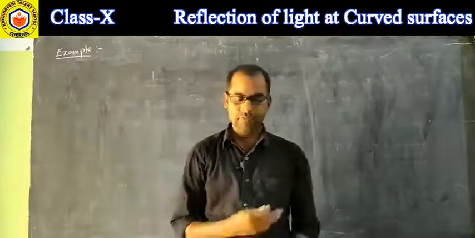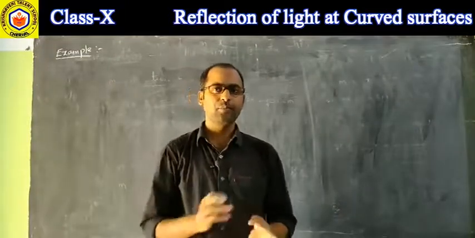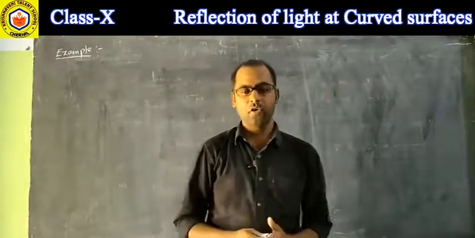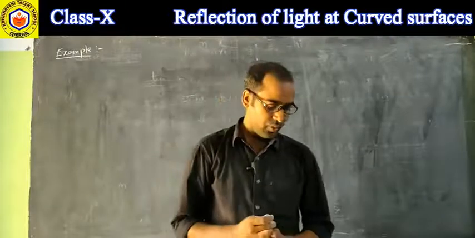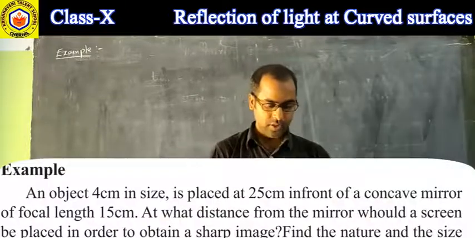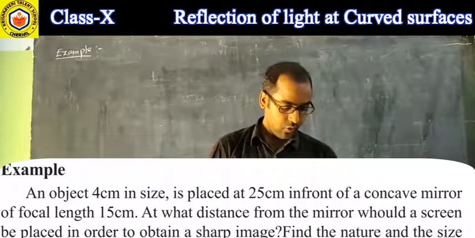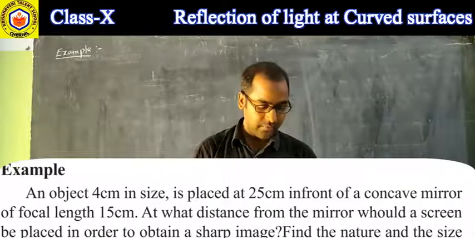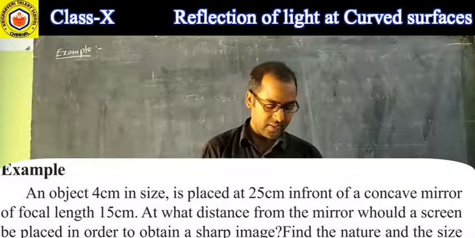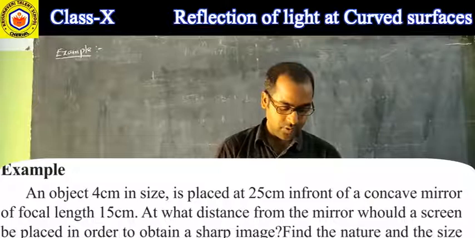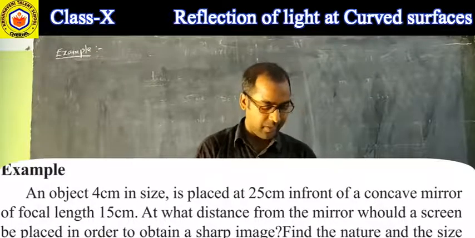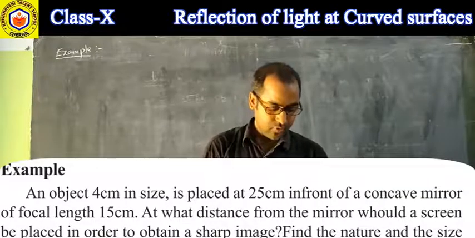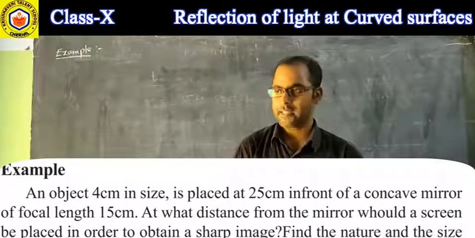Example problem. If we complete it, you will understand what the mirror formula is and how to use it, what the magnification is and how to use it, and everything you will learn. So let us look into the book. An object of 4 cm size is placed at 25 cm in front of a concave mirror of focal length 15 cm. At what distance from the mirror would a screen be placed in order to obtain a sharp image? Find the nature and the size of the image. So that is the example problem.